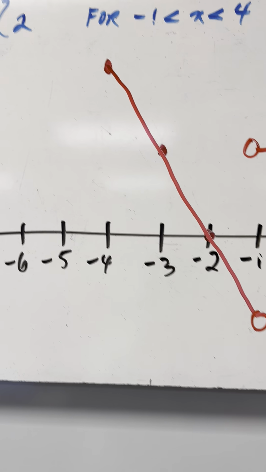F of x equals 2 for negative 1 less than x less than 4. Since it's not equal at either point, there's an open circle here and an open circle here. On your Delta Math, you'd have to actually click and drag the line and it'll make a dot. You click the dot again and it makes an open circle. Okay? So here is f of x equals 2 from negative 1 to positive 4. And there's your graph.